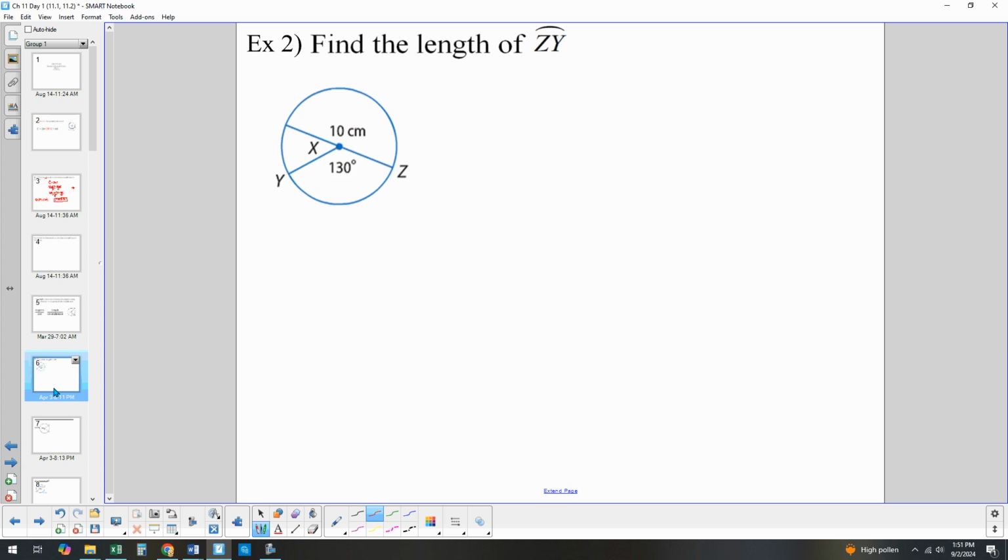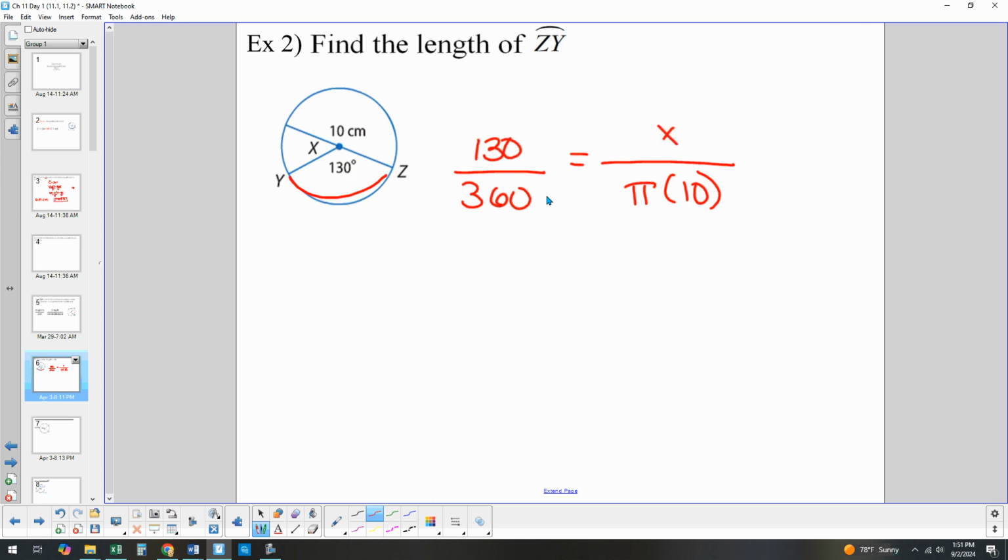So for example 2, we want to find the length of arc ZY. We are looking for the arc length. So in our proportion, we're going to have an x in the spot for the arc length. I do know the degrees of arc ZY is 130 because that was the central angle. And down here, we're going to have circumference. 10 centimeters, because it's centered on the diameter, is the diameter. It's not the radius. So I'm going to use pi d for my circumference formula.